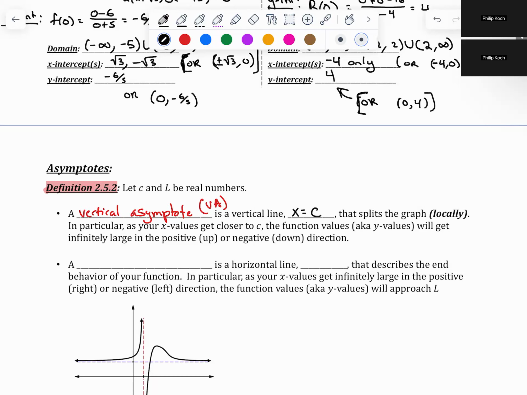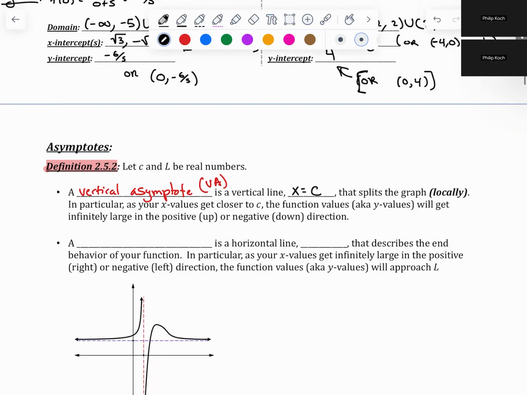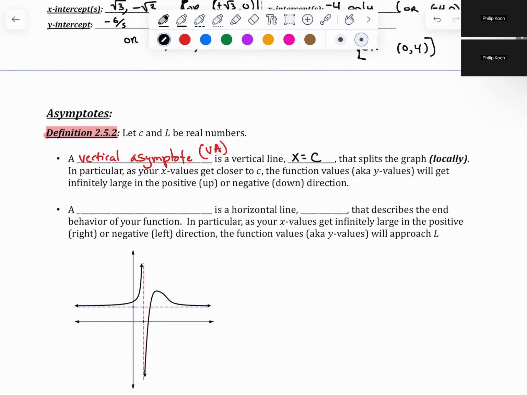But it's a vertical line x equals c that splits the graph locally into pieces. In particular, as your x values get closer and closer to c, you'll see that the function values, the y values, will get infinitely large in either the positive, the up direction, or in the negative or the down direction. That's what a vertical asymptote does, it splits the graph locally.